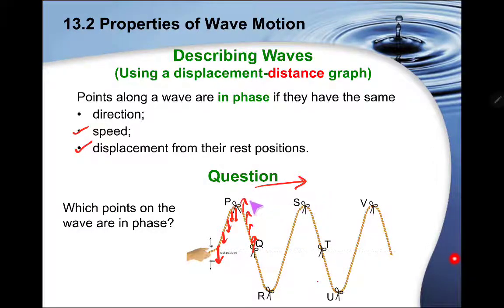If the wave is moving this direction, that means that Q is going to be moving up. And of course, this means that all of these are moving up. Then these will all be moving down. Rest, and then this is moving up. And so by the time you reach here, T is also moving up.